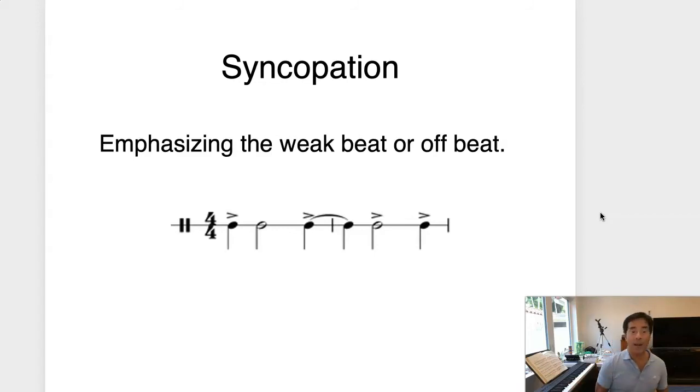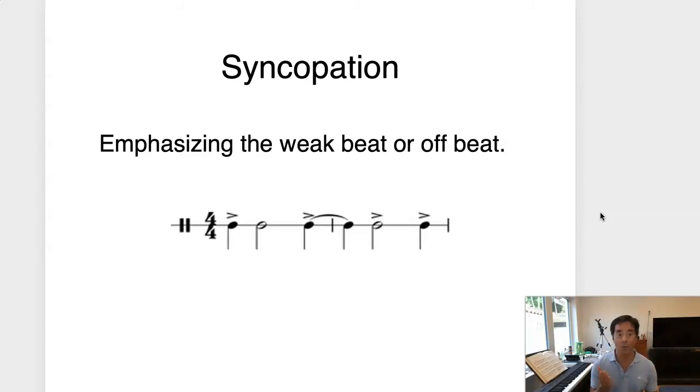So take a look at the rhythm that I have up here. This is in 4/4. 4/4 is normally emphasized on beat 1. The downbeat is almost always what gets the emphasis in a typical piece of music. So for us, it would be 1, 2, 3, 4, 1, 2, 3, 4. Now take a look at what I have here.